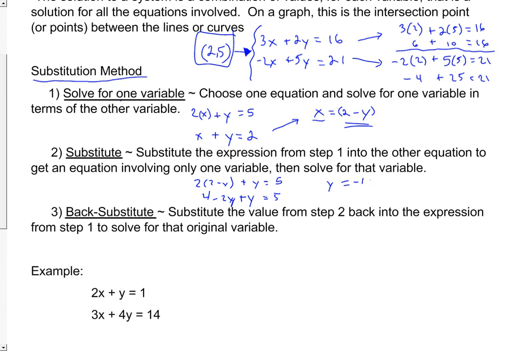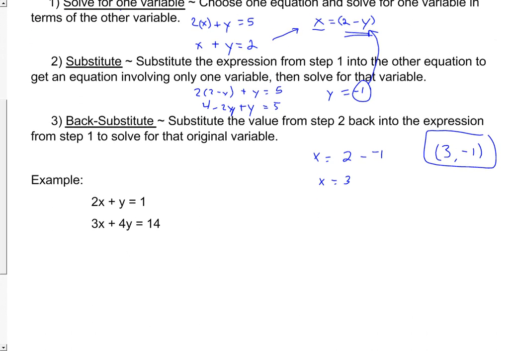So I'm taking this negative 1 and I'm going to plug it in to that y where I already had x equals. And so I'm going to have x equals 2 minus negative 1, which is x equals 3. And therefore my solution would be (3, negative 1). So those are the 3 steps to follow for substitution.